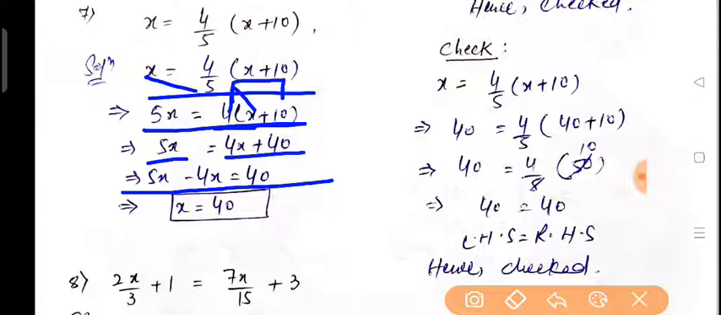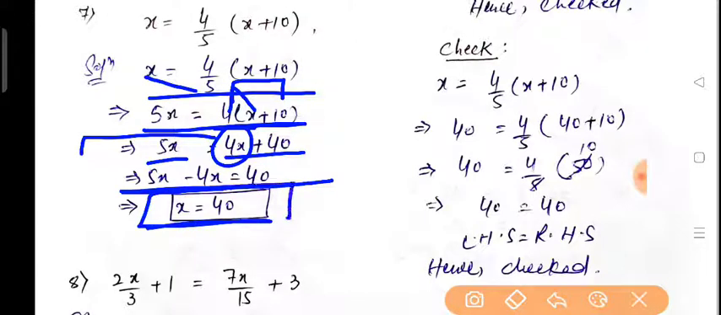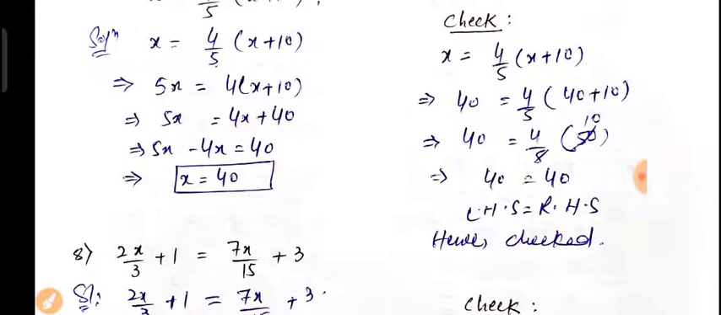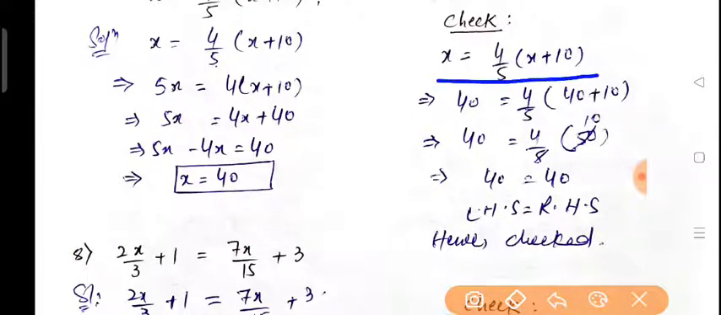So my dear students, 5x minus 4x, when I shift 4x to the left hand side, its sign changes. You are well aware that this process is called transposition. So on the right hand side I have come up with only 40. When I subtract 4x from 5x, I get 1x, x equal to 40. This is my solution. Now let's check our solution, whether it is right or wrong. For checking, we first write our equation, write our question, that is x equal to 4 upon 5 into (x plus 10).